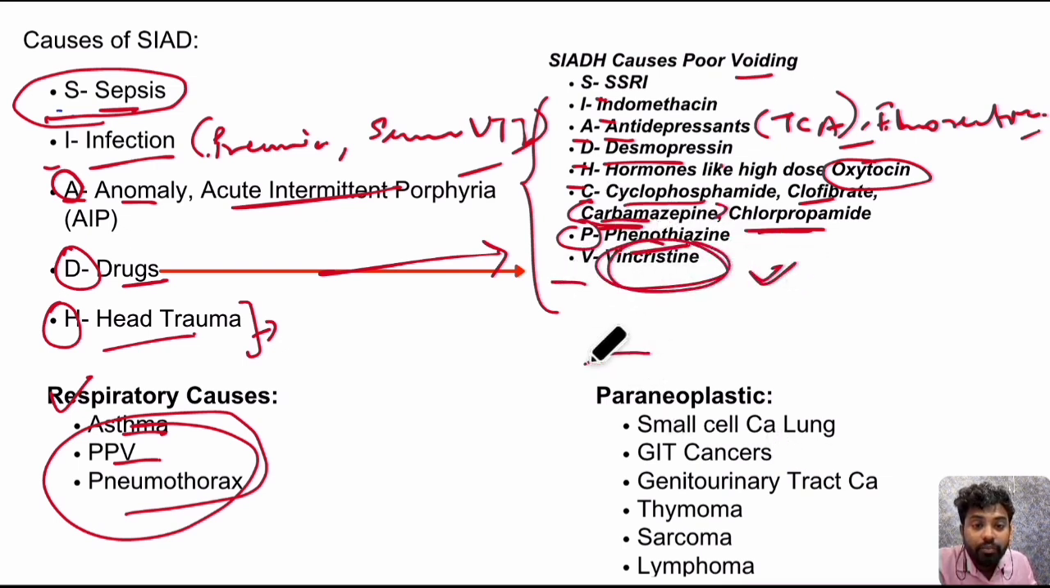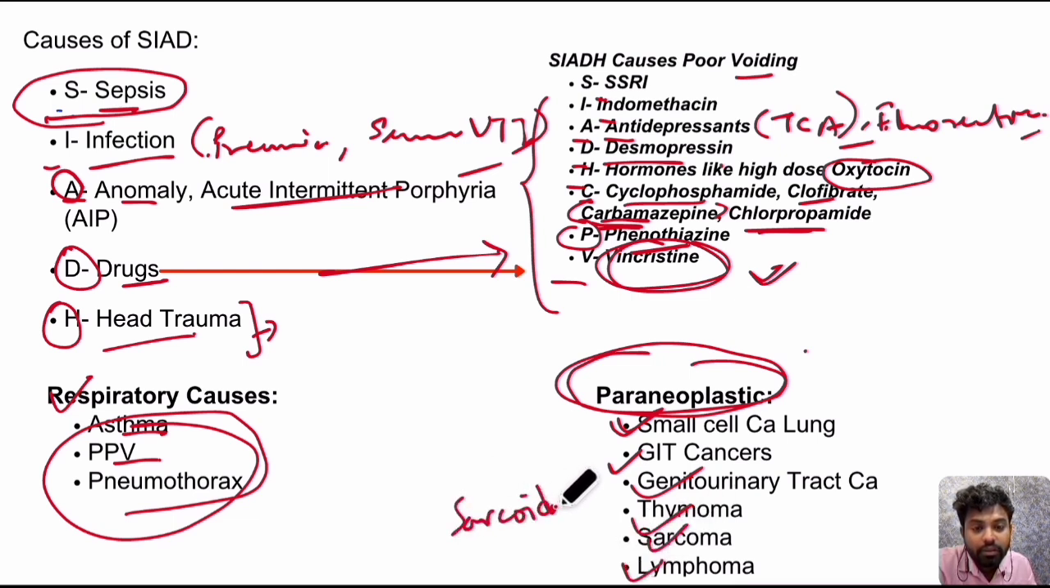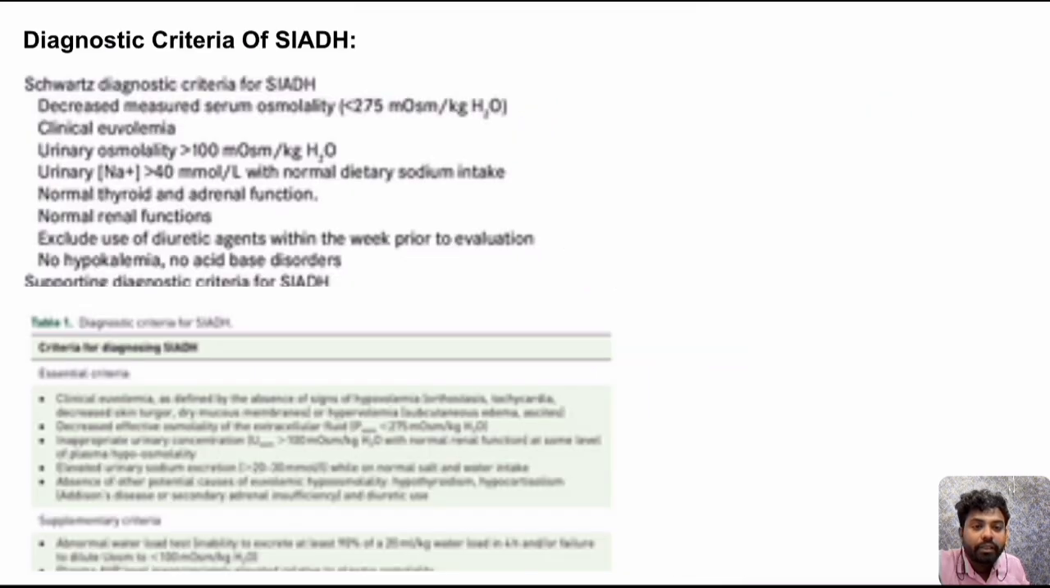Okay. Paraneoplastic SIADH, paraneoplastic type A, which causes type A SIAD. So small cell lung carcinoma, very important. GIT cancers, any type, genitourinary tract CAs, prostate CA, etc. Urothelial CA, thymoma, sarcoma, lymphoma, sarcoidosis. Okay, sarcoidosis. So these are very important. The causes of SIADH, very much direct questions.